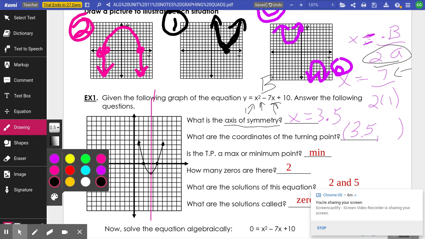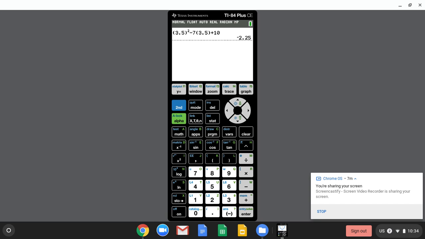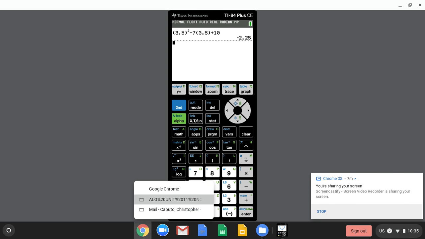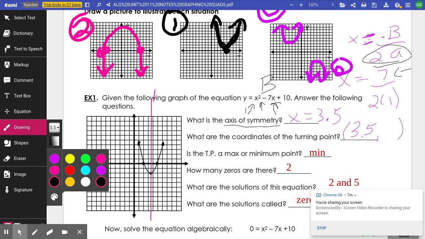Now, if you have a calculator, just plug 3.5 in. So what you're going to type in a calculator is 3.5 squared minus 7 times 3.5 plus 10. And I already did that for you. So we said the answer should be about negative 2. And look, 3.5 squared minus 7 times 3.5 plus 10 is negative 2.25. So it's not negative 2, it's negative 2.25. So I'm going to write that in. Okay? And that's your turning point.